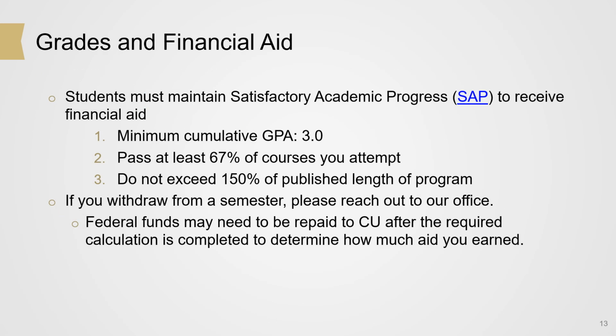How do you keep your financial aid? Students must maintain satisfactory academic progress, or SAP, to receive financial aid. SAP has 3 different pillars, all of which must be met. Number 1, minimum cumulative GPA of 3.0 or higher. Number 2, pass at least 67% of the courses that were attempted. Number 3, do not exceed 150% of the published length of the program.